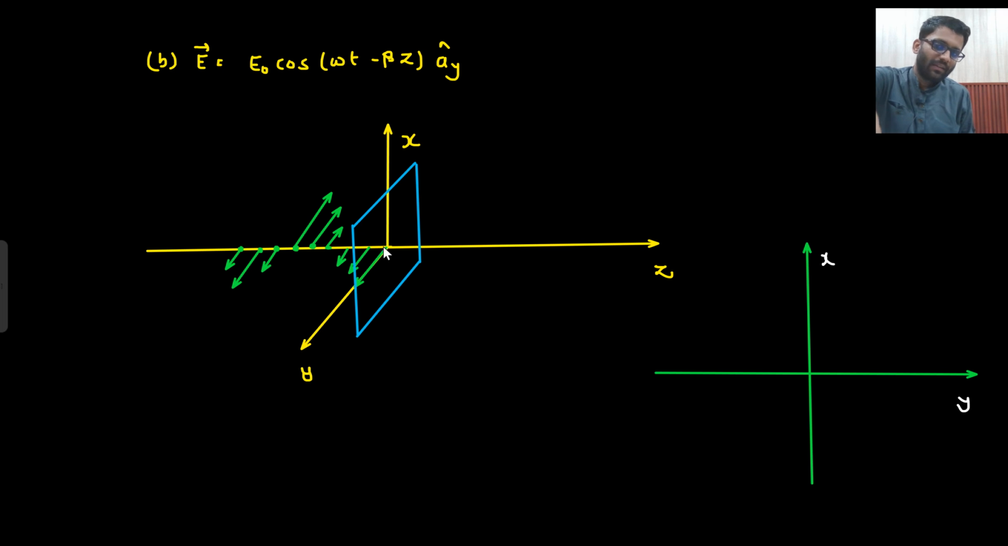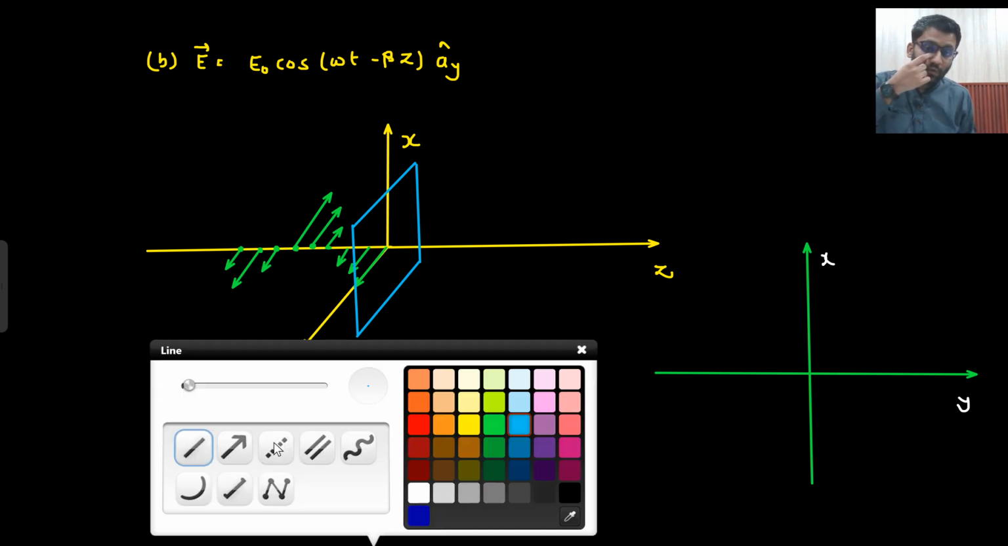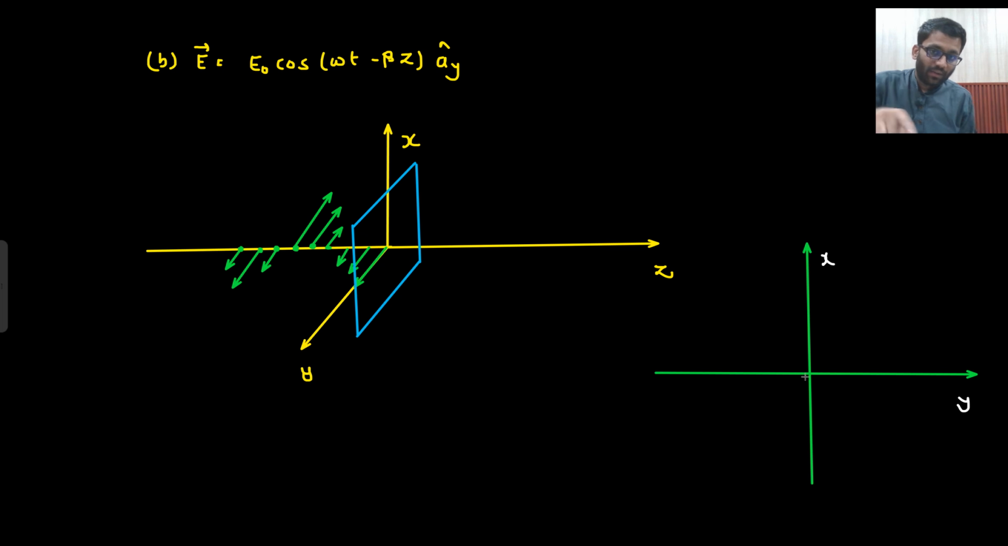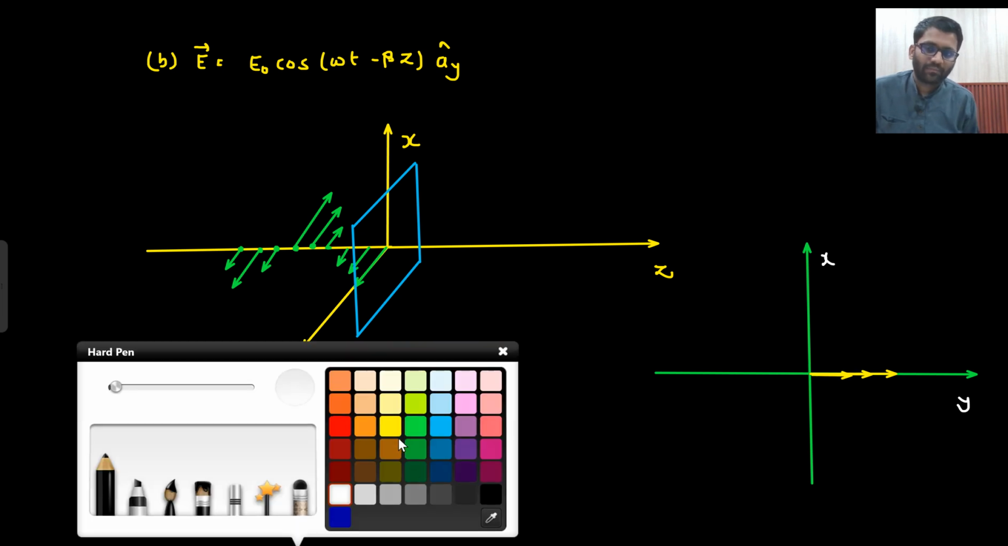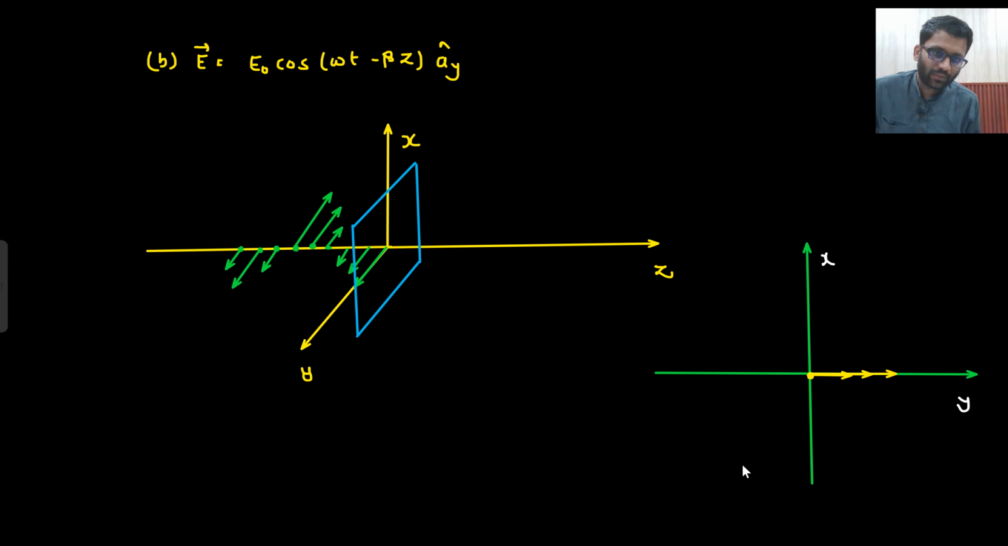Now in this plane, along positive y, this equivalent vector will come. Are you getting this point? Along positive y, this equivalent vector will come. Then this will come, then this will come, then 0 will come, then 0 will come. Then along negative y, this equivalent will come. You can see the equation is cos(omega t minus beta z) ay cap. So now my electric field is dancing in the y direction.